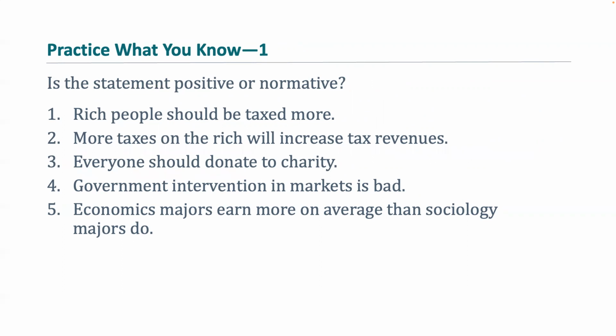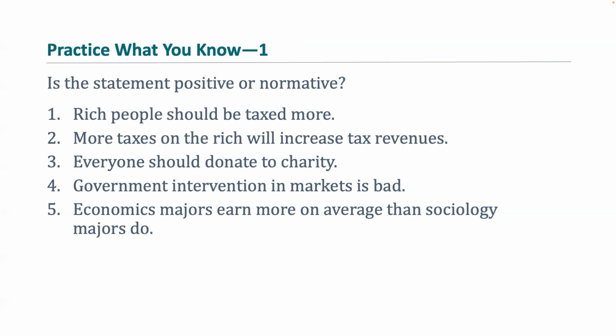Statement 3 says everyone should donate to charity. Again, this contains the word "should." It's not objective, and it's a normative statement. So "bad" is kind of a broad or poorly defined term. Whenever we're looking at number 4, it says government intervention in markets is bad. And because of this, it is a normative statement. But we could potentially turn this into a positive statement if we listed more specific markets, government interventions, and the change in other variables like prices, quantities, or consumer surplus.